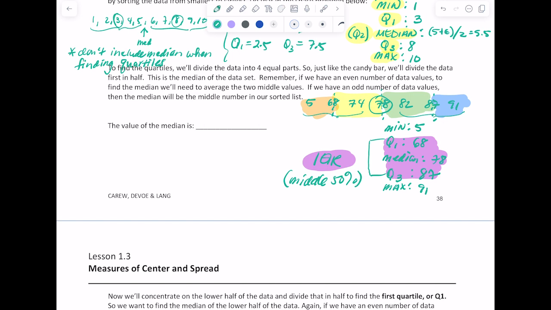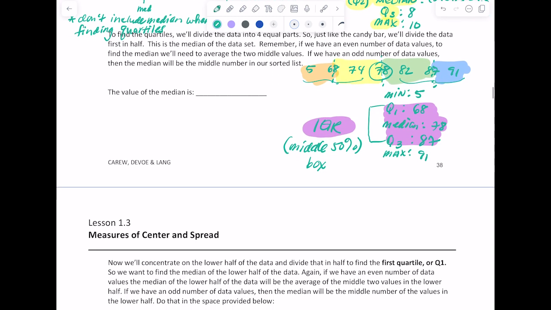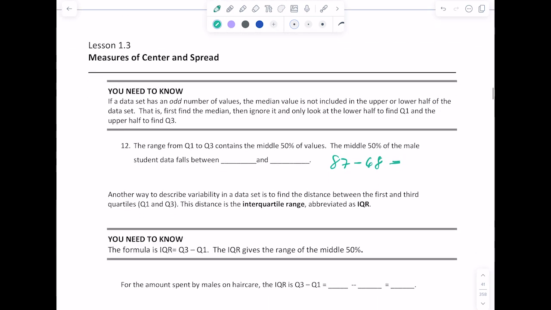When we create a box plot, this will actually be the box part of the plot, so that it's easily identified. So 87 minus 68 gives us 19. So our IQR would be 19 percentage points, if we're looking in the context of tests. There is a difference of 19 percentage points between the third quartile and the first quartile of our data set for tests.